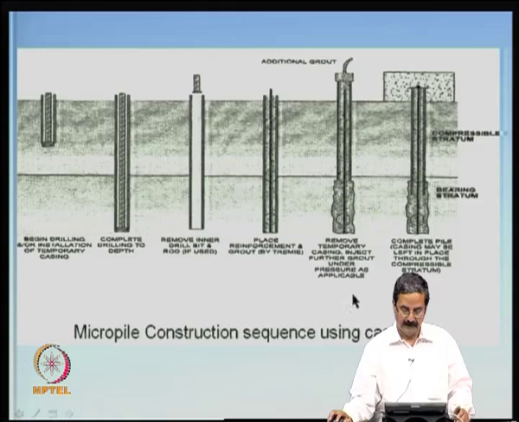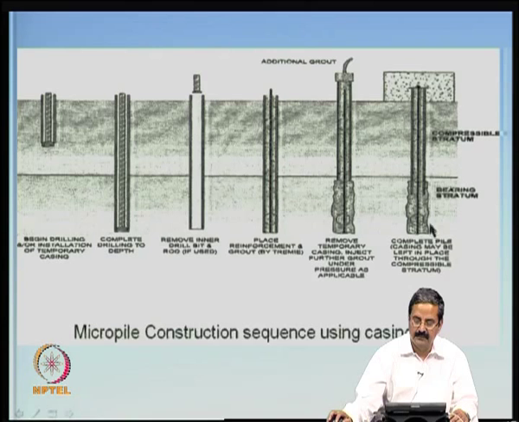So, remove the temporary casing. Sometimes, if you want, you can remove the temporary casing and inject further grout under pressure as applicable. You can even keep on removing it, or if you want to retain it, that is also fine. The advantage here is that you have a bigger pressure bulb, a pressure grouted area, and that could increase the bearing capacity of the pile foundation. Then after that you put a cap, that is what we do here.